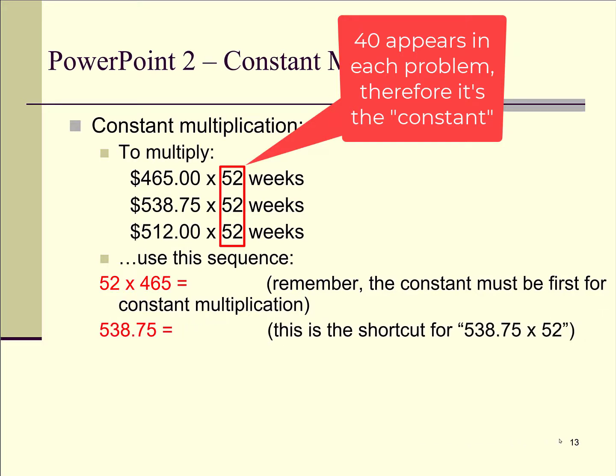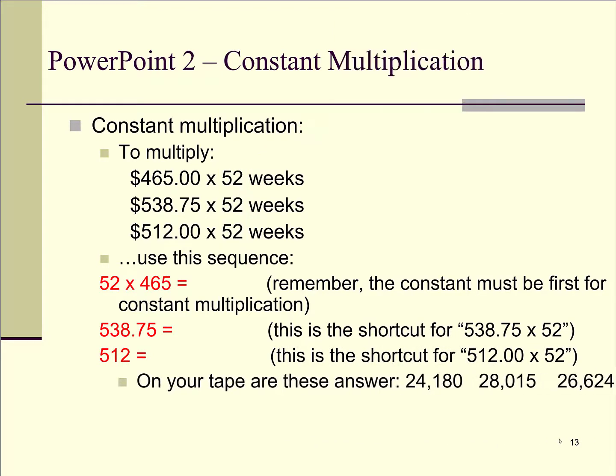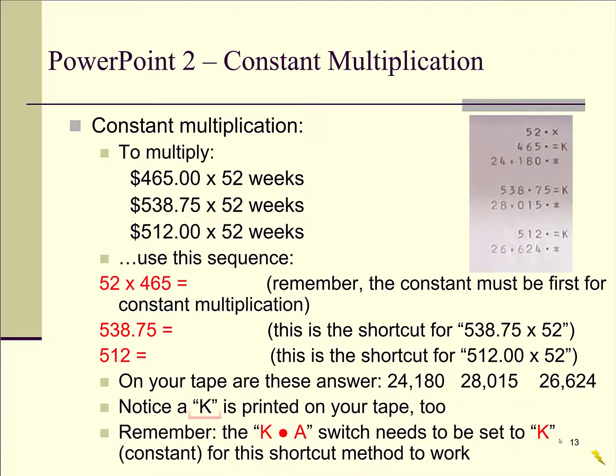538.75 equals, and then 512 equals. And the three answers on your tape should be 24,180, 28,015, and 26,624. And you should have a K next to each of them showing you that you've used the constant function.